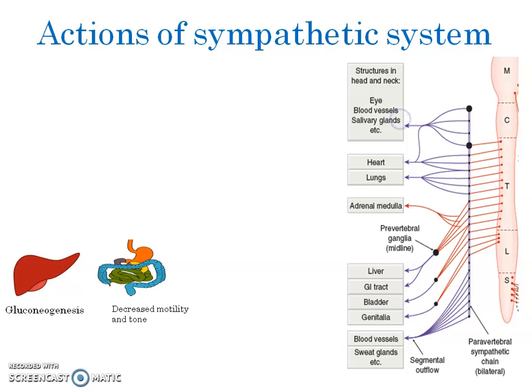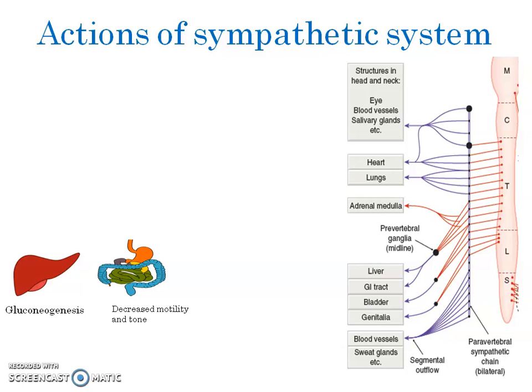What happens to the gastrointestinal tract? The motility and tone is decreased, yes, there is decreased motility. Mainly constipation is seen in the sympathetic nervous system. And as I've said, the pepsin or the acid secretions are already inhibited.